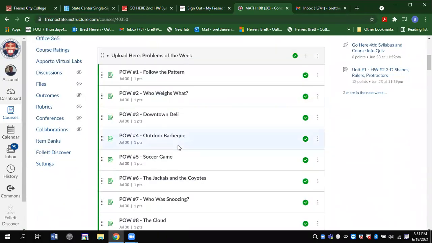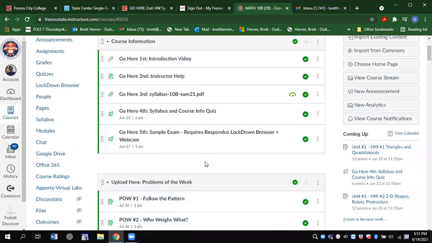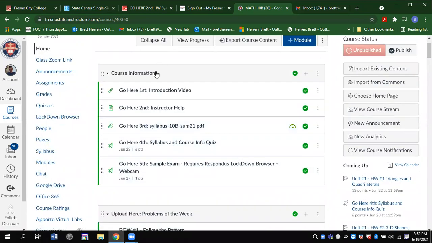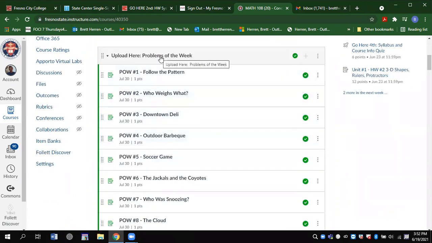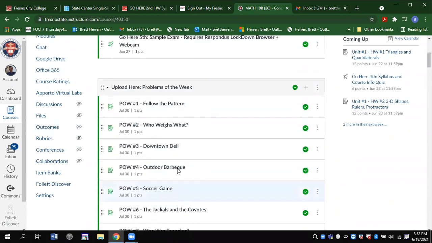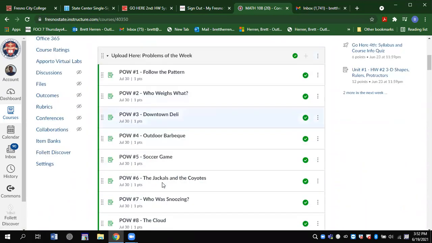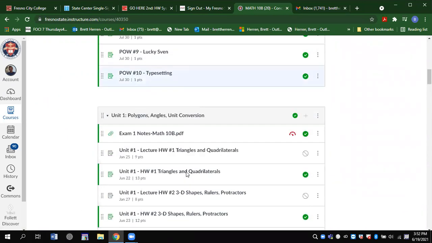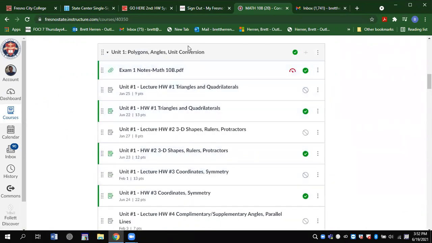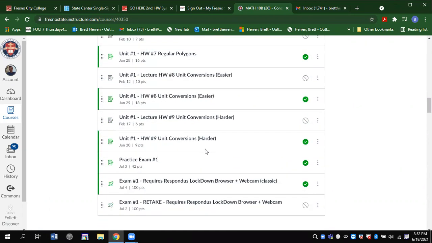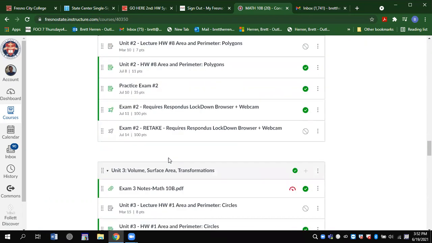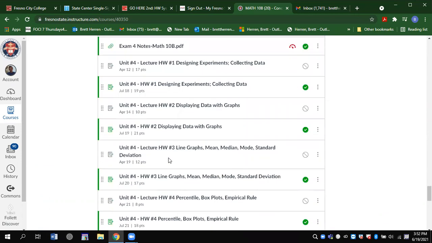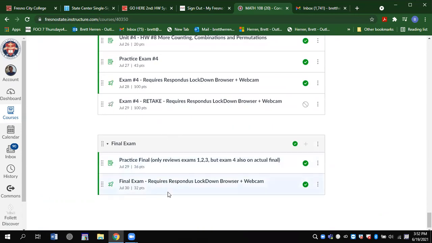I'm wanting to explain to you about the problems of the week. So here we are in the Canvas course shell. Here's the course information. And then as we come on down here, the next module is problems of the week. The top module is course information, followed by the problems of the week module. And then the unit 1 module, which is obviously where we begin the course, then the unit 2 module, unit 3 module, unit 4 module, and then the final exam.